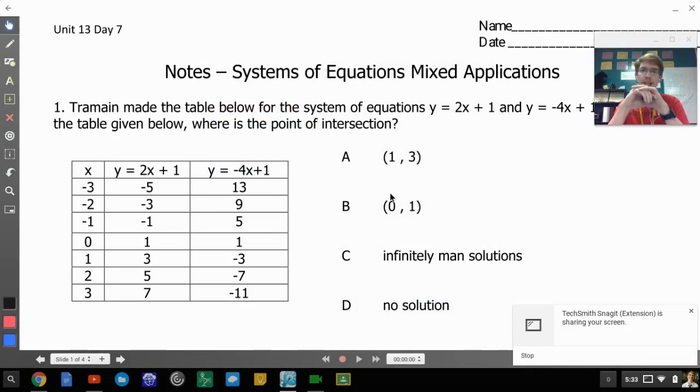Unit 13, Day 7, Systems of Equations, Mixed Applications. Okay, so I want to make these problems as real as possible.